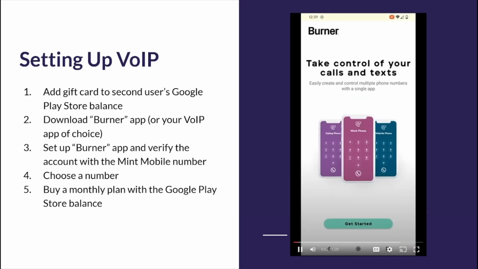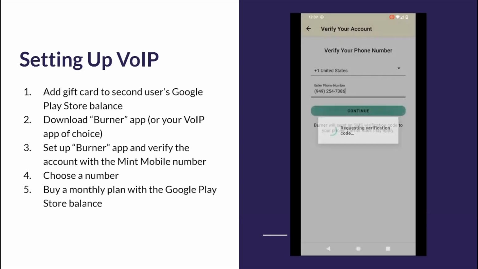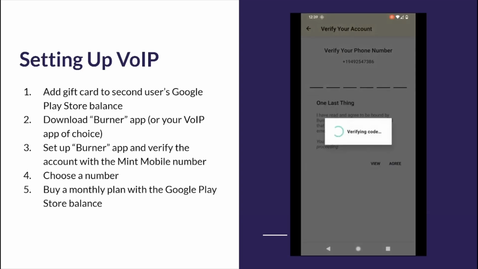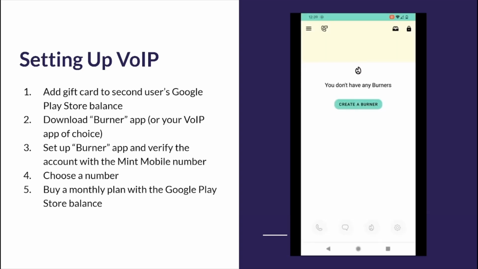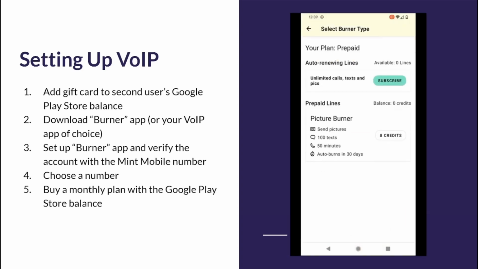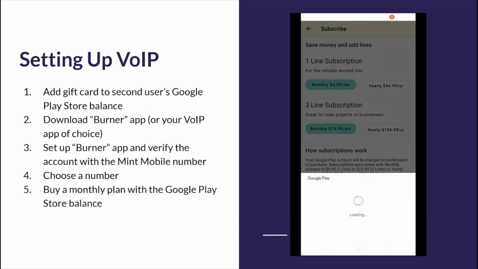Okay, so what you want to do now is add that Google Play gift card to your Google Play store balance. In this case, we're going to download the Burner app. It's just a quick VoIP app. It's kind of cool. You can generate extra numbers. The one downside is you cannot call 911 with it.